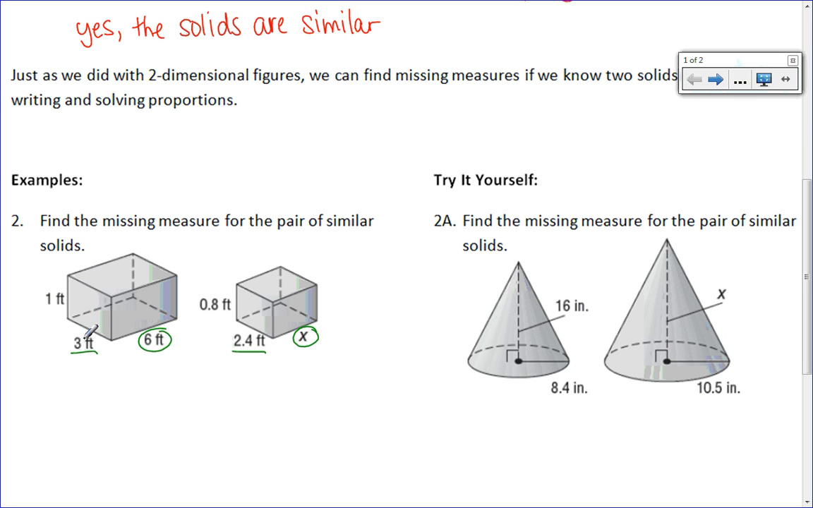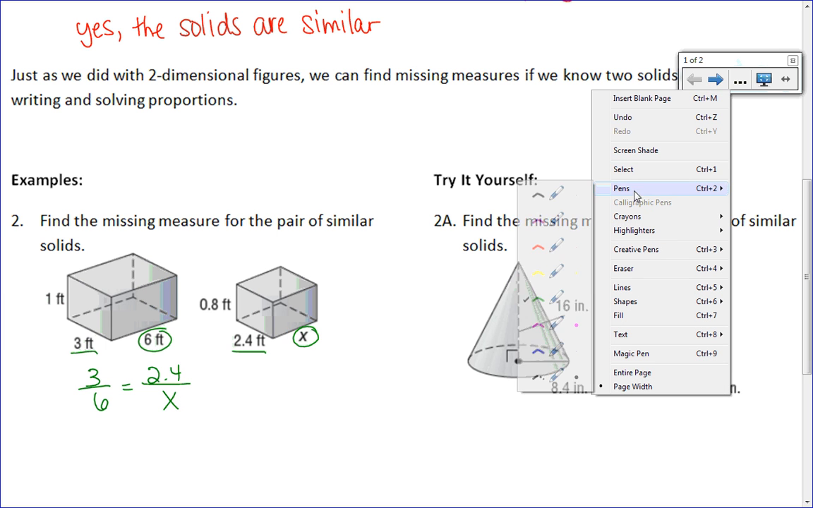Now remember, however you set up the first two dictates how you'll set up the next two. So I can do 3 over 6 or I can do 6 over 3. It does not matter as long as the other pair corresponds to that. So let's do 3 over 6. 3 goes with 2.4, so 2.4 must be on the top. And 6 goes with x, so x will be in the denominator.